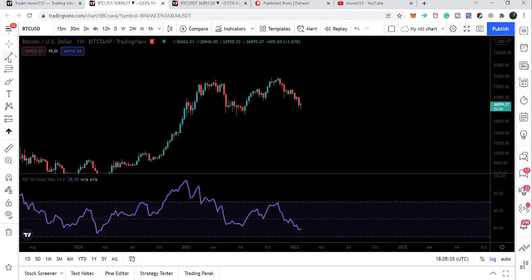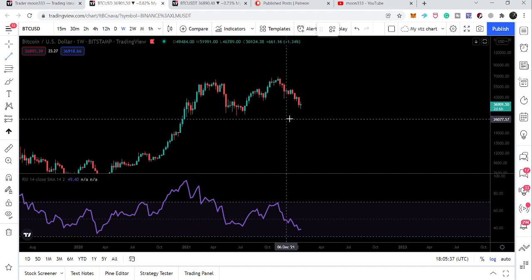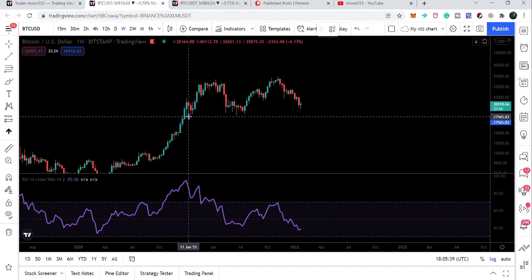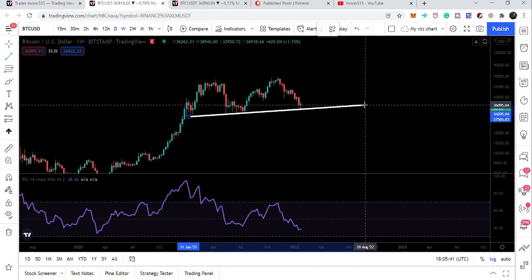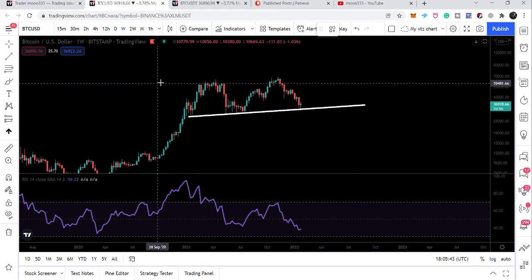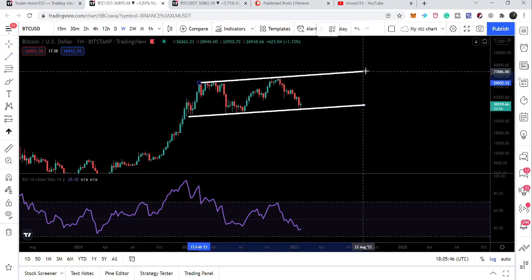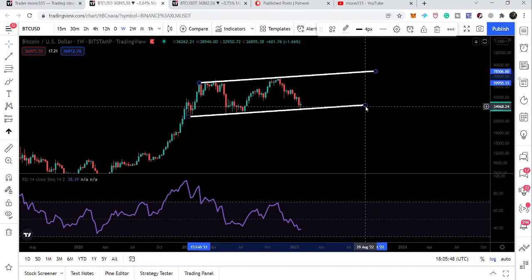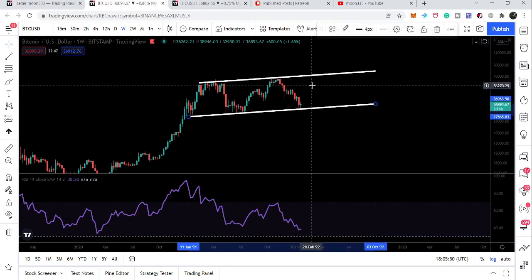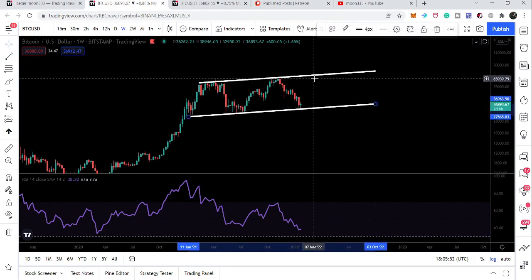However, if we have a reversal move from here, then we can expect that the price line is following this up trend line support, and this is the formation of an up channel. During this move of price reversal, it can set another higher high than the previous high.